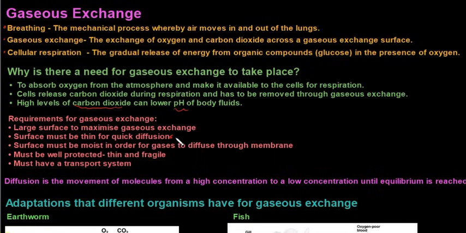And then it also has to be well protected because the gaseous exchange surface is thin and fragile. And in humans, we have our ribs that protect us. Then it also has to have a transport system to be able to transport these gases. And in humans, it is blood, for example.